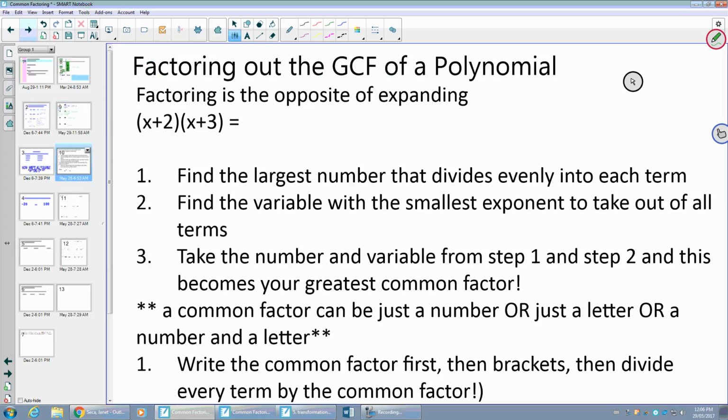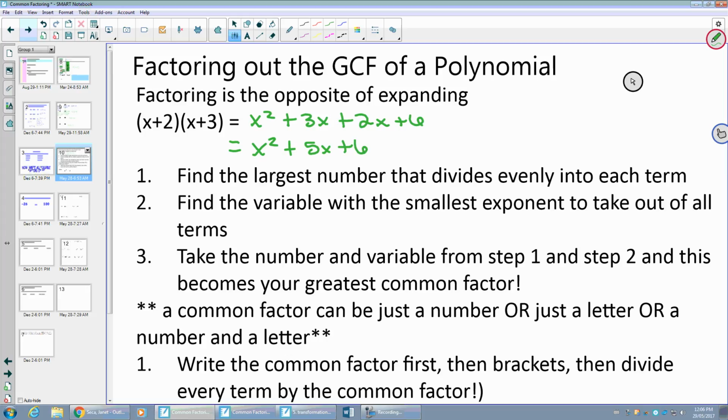Okay, so you already have this glued inside your notebooks. It says factoring out the greatest common factor of a polynomial. So I talked about this yesterday. Factoring is the opposite of expanding. So we know here when we expanded, we used a FOIL. So I would get x squared plus 3x plus 2x plus 6. And that gives me x squared plus 5x plus 6.